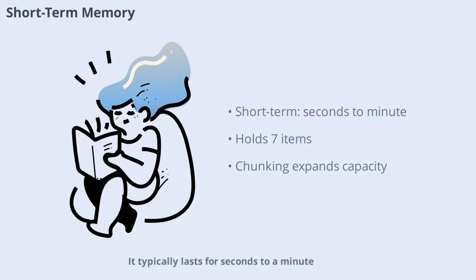It typically lasts for seconds to a minute and can store about 7 items at once. This is the memory you use to remember a phone number just long enough to dial it. Short-term memory is crucial for reasoning, learning, and comprehension. Techniques like chunking, grouping information into meaningful units, can help expand its capacity.